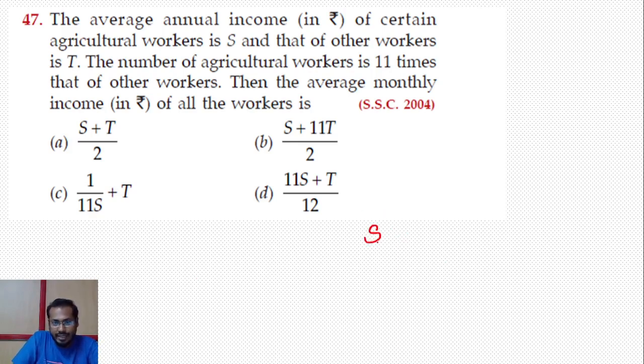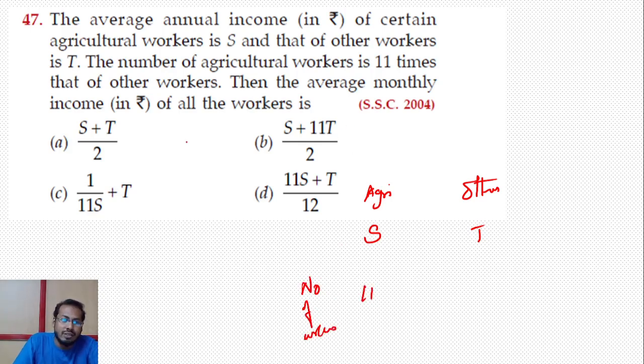So அது வந்து 8 S, sorry not 8. And that of other workers is T. So இது வந்து agriculture, agri and other departments. Okay. Number of agriculture workers. So number of workers இங்கே வந்து 11 இருக்காங்க. Then the average of monthly income on all workers. See here எனக்கு தெரியாது. So let take X.